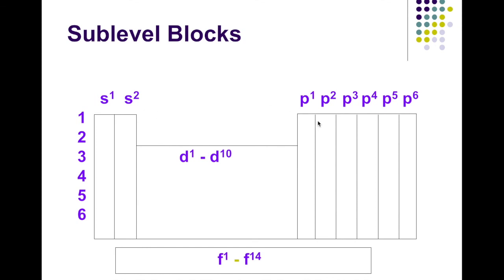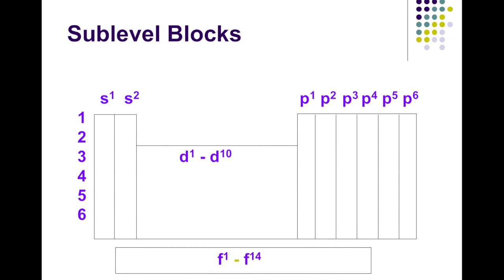Then on the opposite side, the last 6 groups, you have the P block. So you have P1, P2, P3, P4, P5, P6. In between the S and the P, you have D, and then you have F at the bottom. So make sure you write these down and have a general sketch of this. So you've got the S block, the P block, the D block, and the F block.